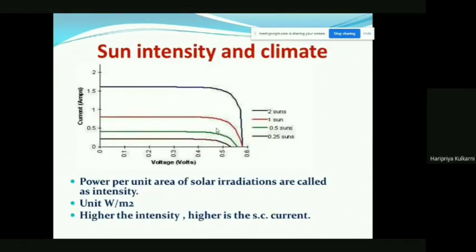Now sun intensity and climate, again I need some more time because we have to go into technical details of it. So we'll stop here today.